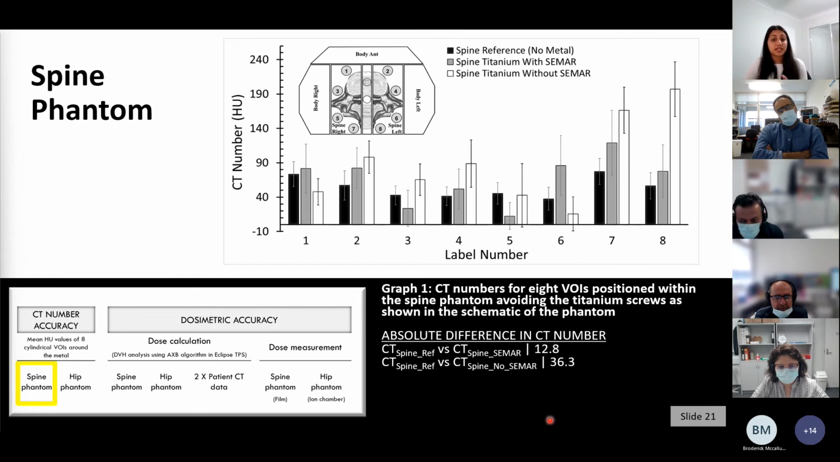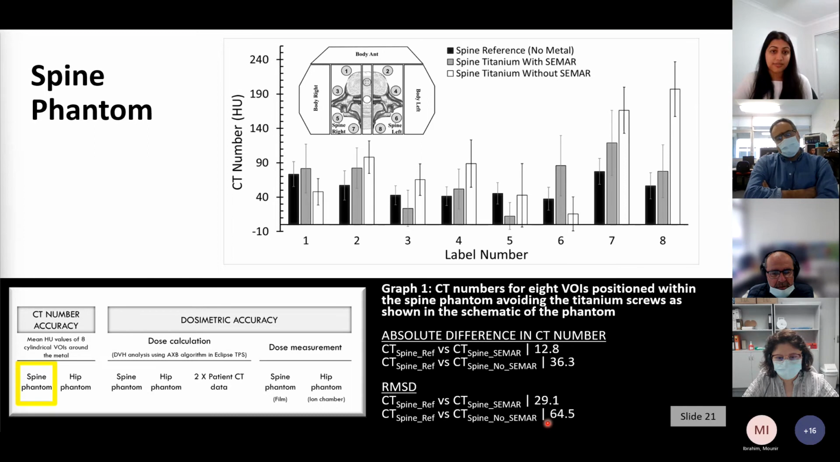And these results were evaluated using the root mean square deviation, and the differences were observed to be statistically significant. And the RMSD difference between CT ref and CT SEMAR was 29.1, whereas that between CT ref and CT no SEMAR was 64.5.